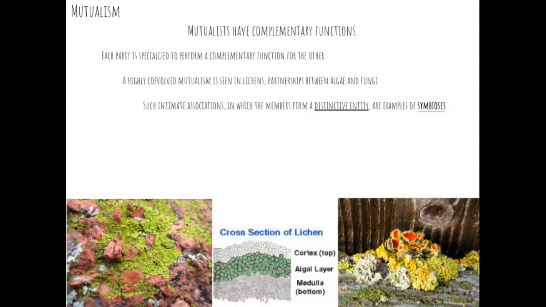The algal layer does photosynthesis and creates sugars that feed the fungus. And so the fungus is creating a protective layer for the algae, and in return, the algae is producing glucose and things through photosynthesis. And so they have a completely codependent relationship where one cannot survive without the other.